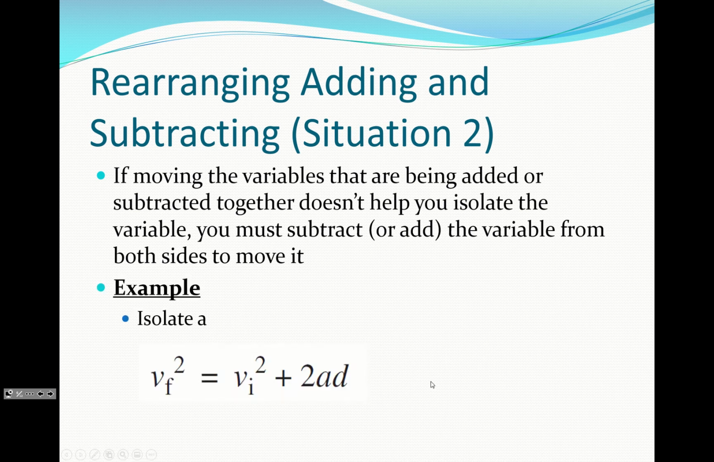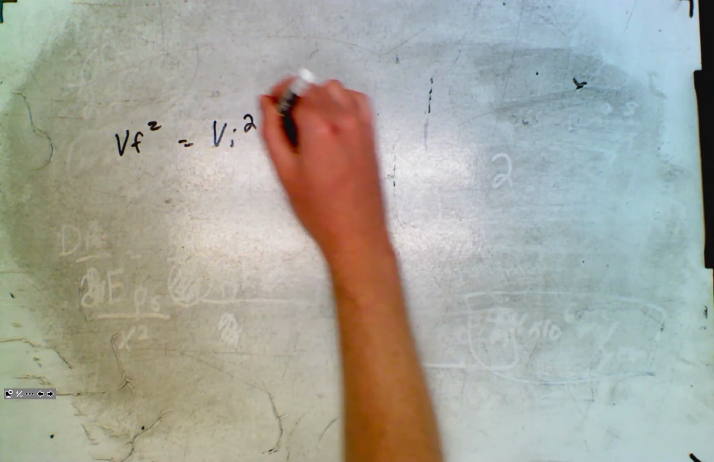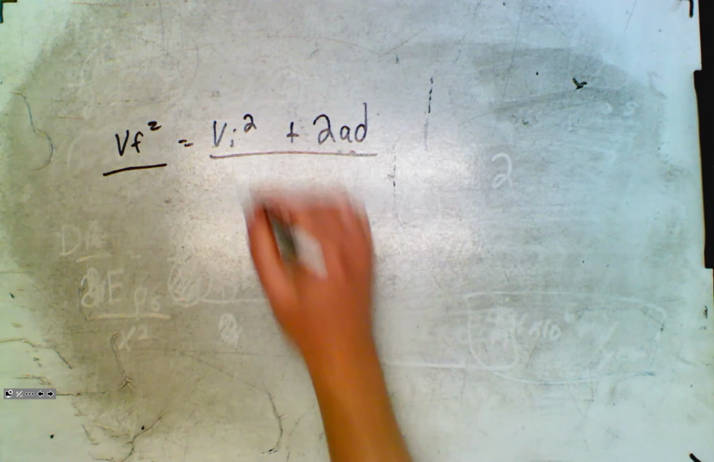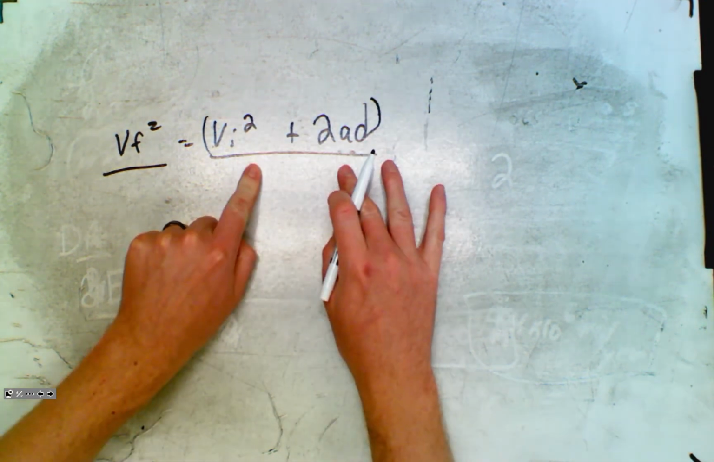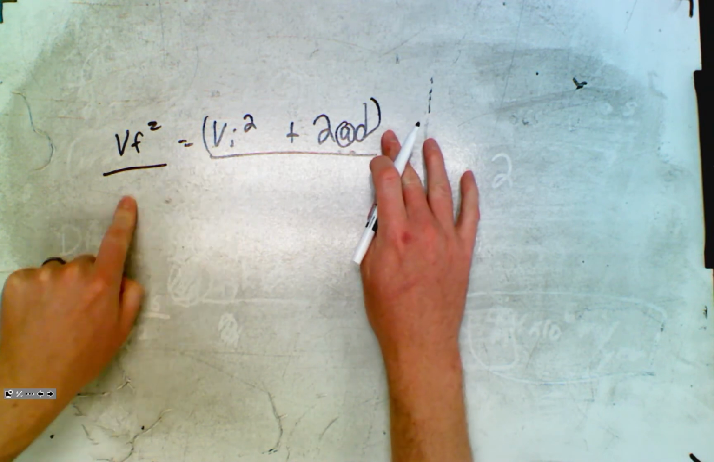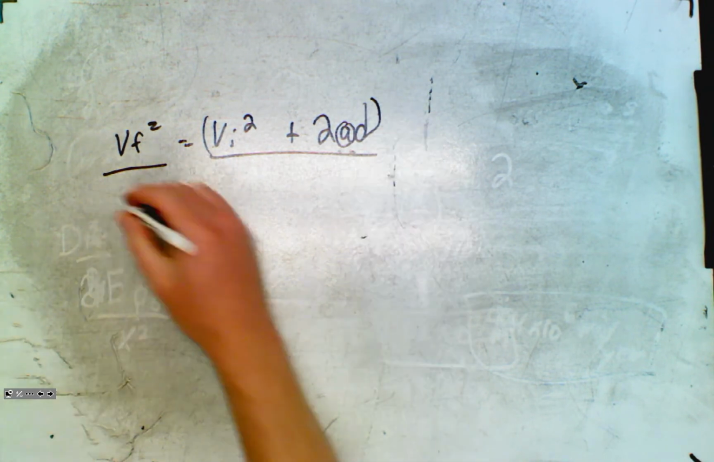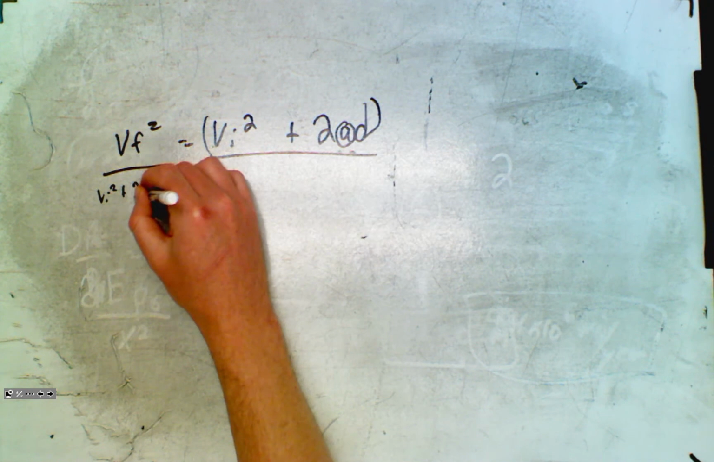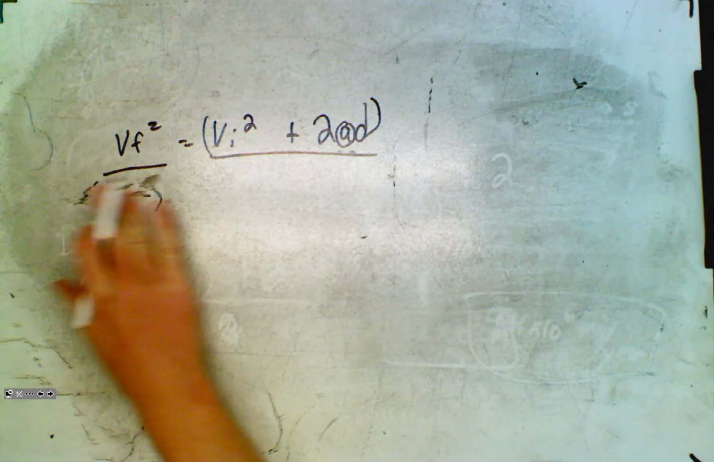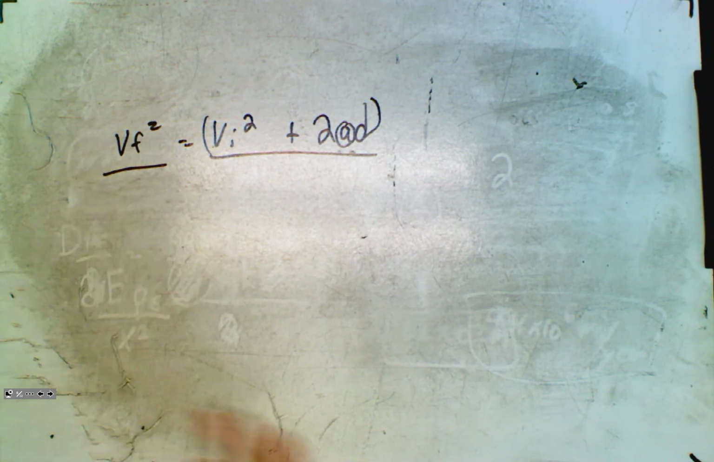So with this example here, we have VF squared equals VI squared plus 2AD. So these two things are being added together, and we want to isolate A. So the only way that I can move one of these down there is if I move the whole thing. So if I move VI squared plus 2AD down here, well, that doesn't help me isolate A because that puts A on the bottom, and that's never what we want. We don't want to find something when it's on the bottom.